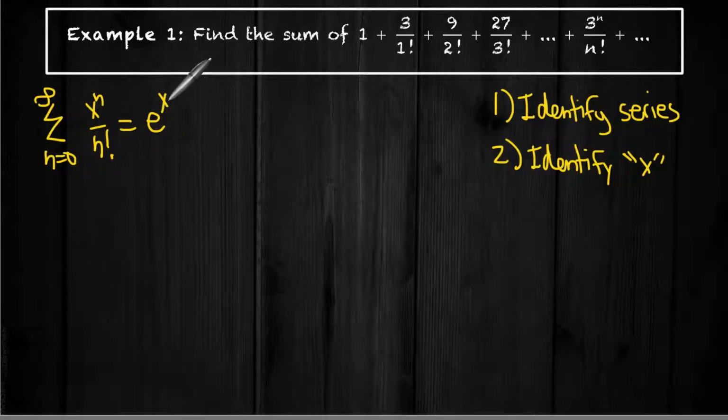Now, what is the x? Well, the x is just the number that's being raised to the n power. So therefore, the sum of all these numbers would simply be e to that x, so e to the third. And so e to the third would be the sum of all those numbers.